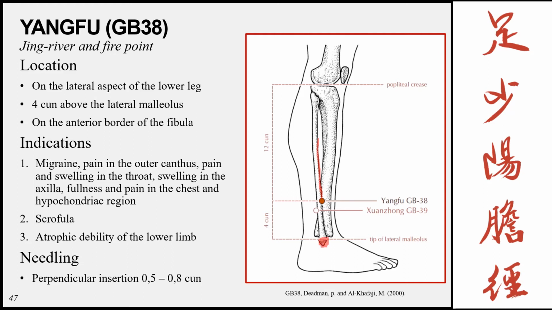This point can be used for migraines, pain of the outer canthus of the eye, pain and swelling of the throat, swelling of the axilla, fullness and pain in the chest and hypochondriac regions. Can also be used for scrofula and atrophic debility of the lower limb. Needling is perpendicular insertion, 0.5 to 0.8 cun.